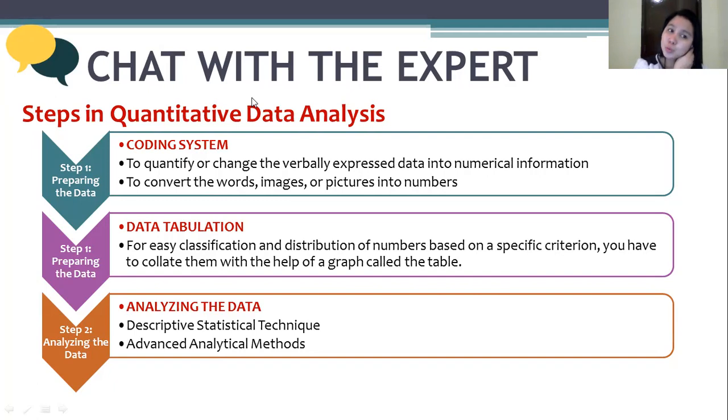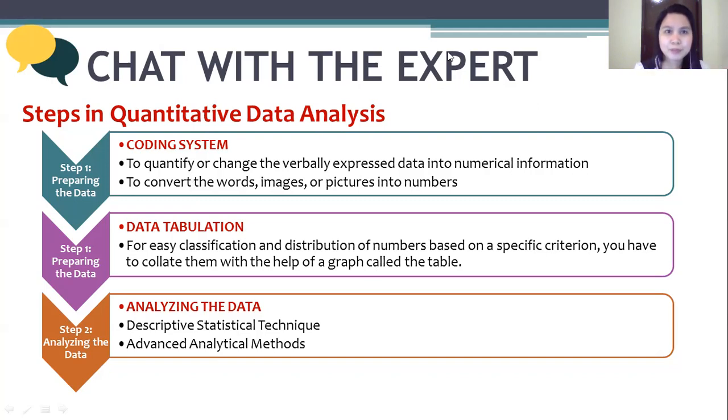Now, how do we prepare the data? For example, you're already done with your questionnaire, and then you will now analyze your data. So two steps: we prepare the data, then we analyze the data. In the preparation of the data, we have two things to do. First is coding system. What do you mean by coding system? If you say coding system, it means that we will change our variables, the words, into some code.